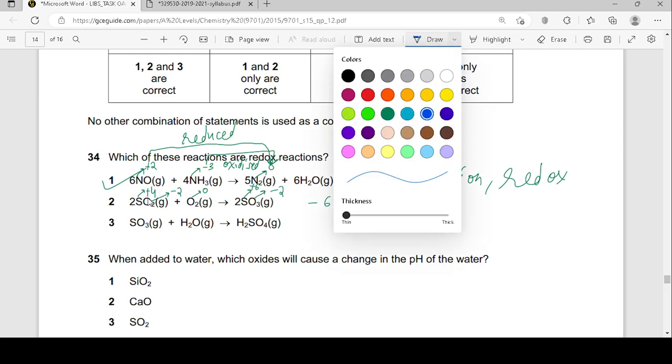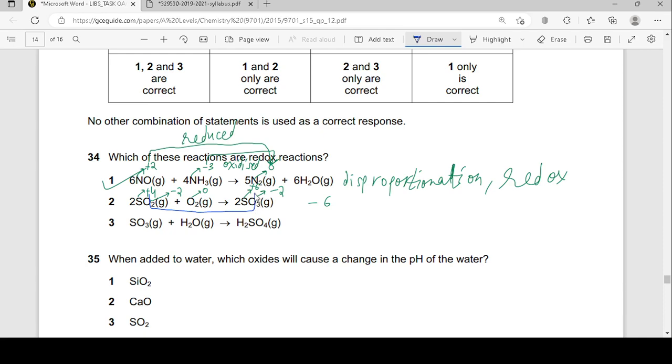So now if I look from +4 to +6, sulfur is becoming oxidized. And then I'm ignoring this oxygen because it's not really changing. From -2 to -2, there's no change. From 0 to -2, it's decreasing in oxidation state, so it's reduced. So that is also a redox reaction, and I'm going to put a tick on this one as well. Now let's look at the last one.